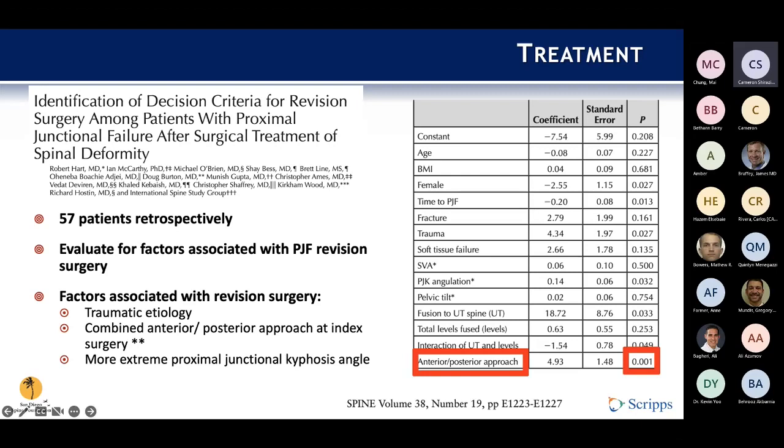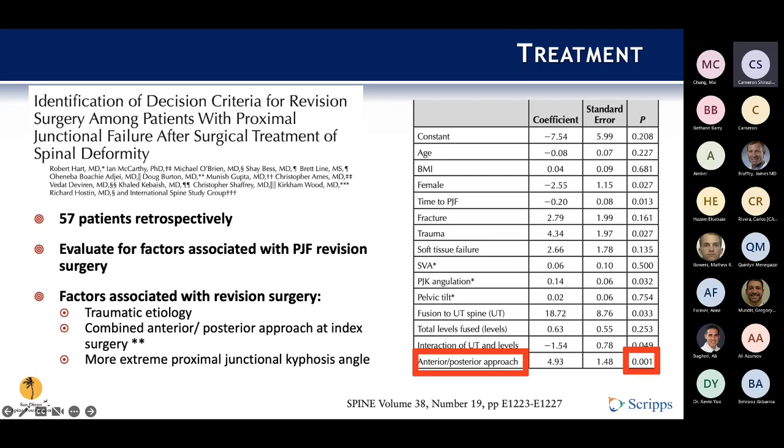So factors associated with revision surgery were anything with traumatic etiology, combined anterior and posterior approach at index surgery, which was the highest, and then more extreme proximal junctional kyphosis angle. These are factors that we've talked about before, but in this study they also had a logistic regression analysis that looked at what influenced probability of revision surgery, and those were the factors we talked about. But other factors include high SVA and female sex, and those same factors play into who gets surgery.